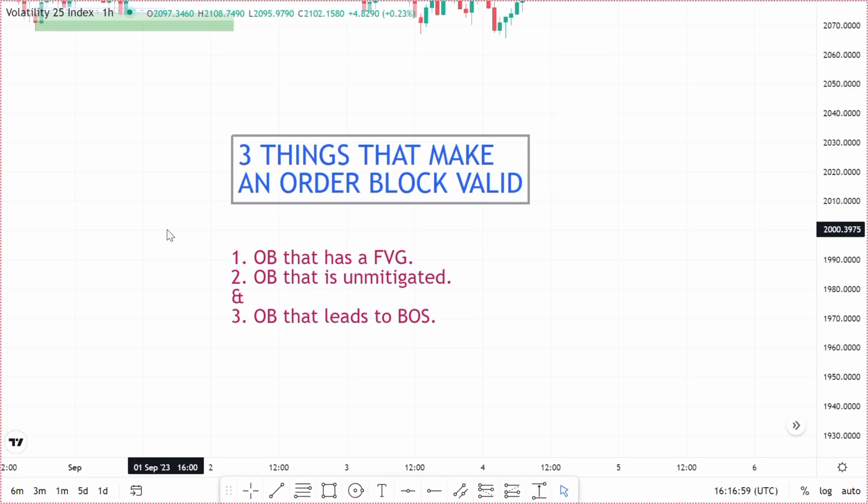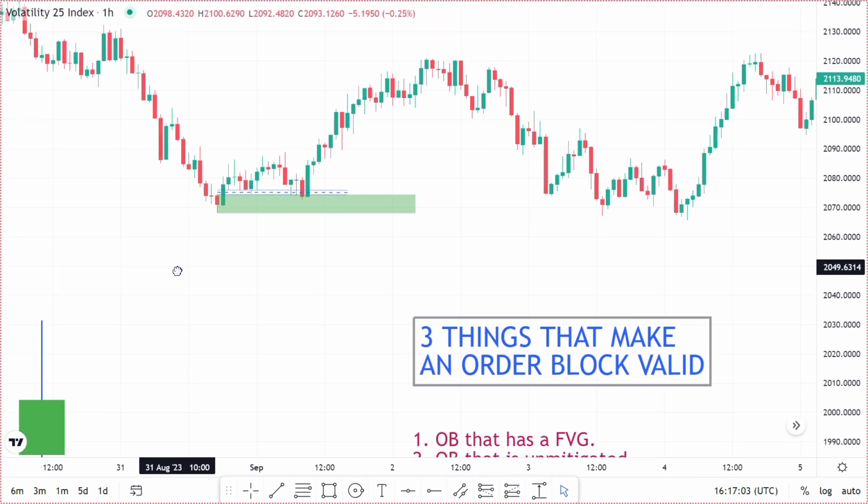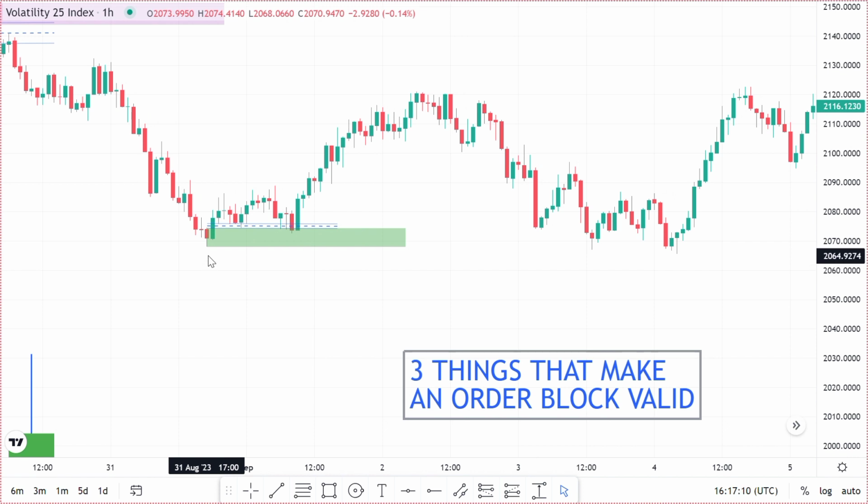So now from here we move on to look out for another example. First of all, it must be unmitigated, must have an FVG, and must be an order block that leads to a break of structure. On that point, I will go further to tell you how to enter your trade, but that should be it for now. From your psychology, you can see that at the rebound into this order block, the trade went up.